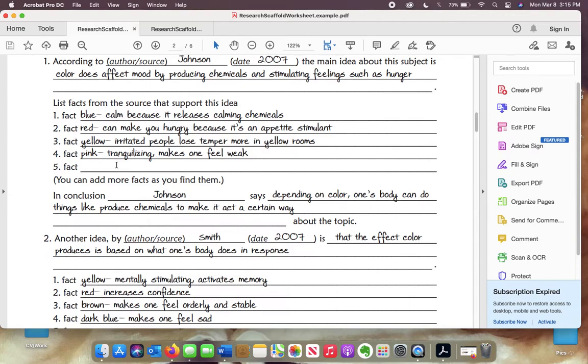That is why there's a lot of fast food restaurants that are yellow and red, like McDonald's and Wendy's and stuff like that. Yellow, irritated people lose temper more in yellow rooms, which I think is kind of interesting.